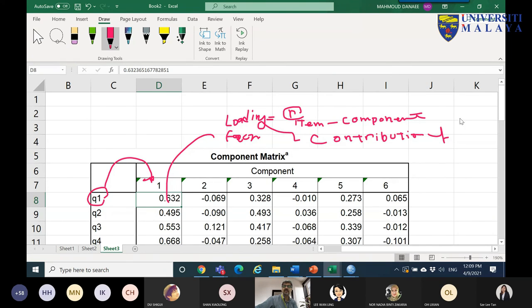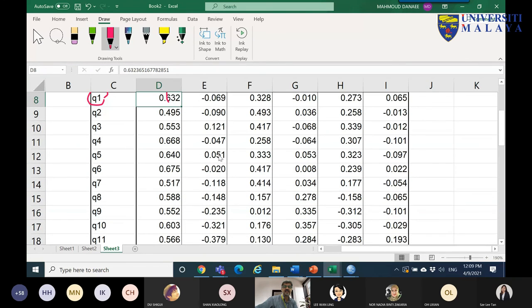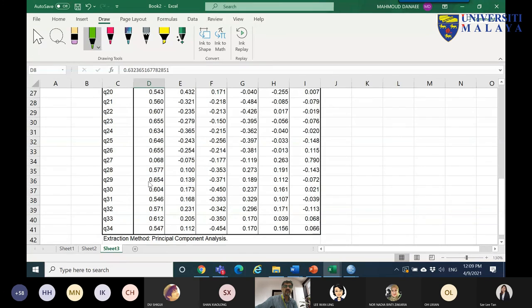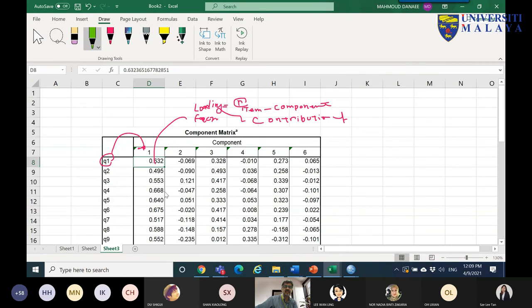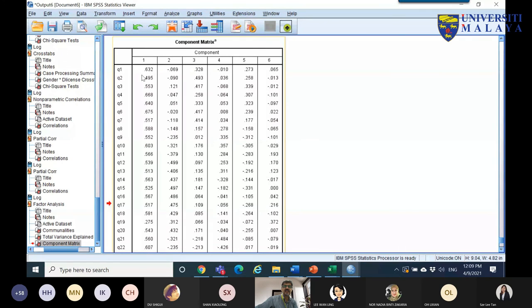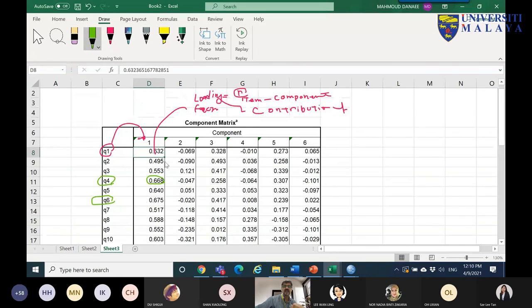As you can see here, in component number 1, the highest loading belongs to this one. So in component 1, the most important item is number 4, followed by this one, 66. But the problem is that we do not use this matrix, because this is unrotated. As can be seen here, according to these results, for item number 1, the highest loading is in component 1.